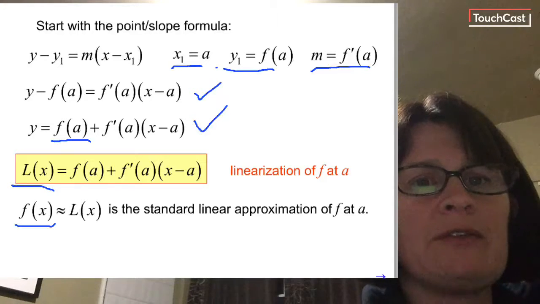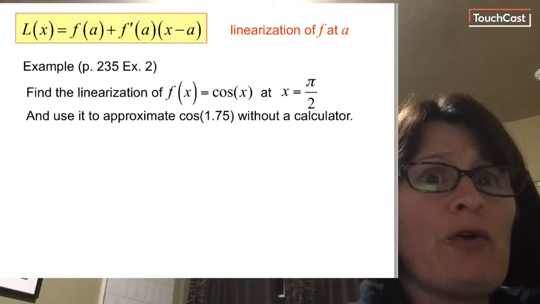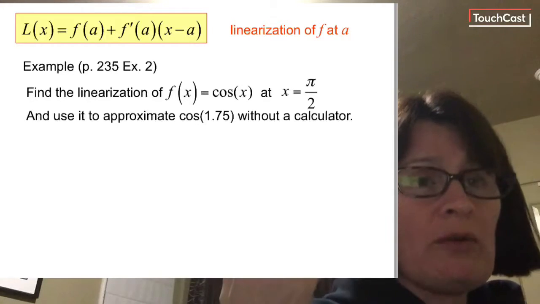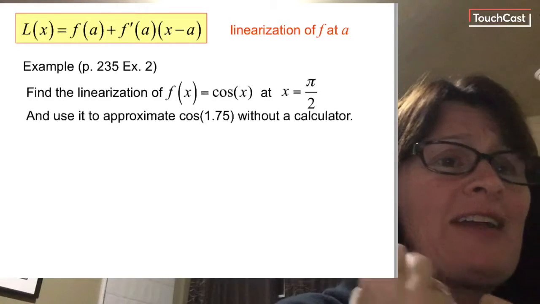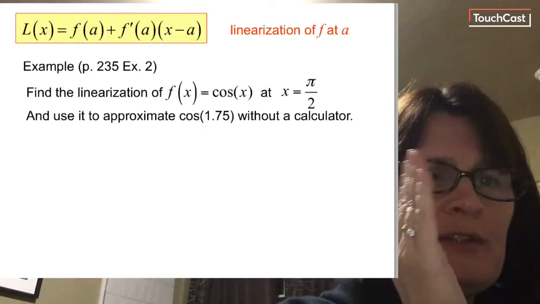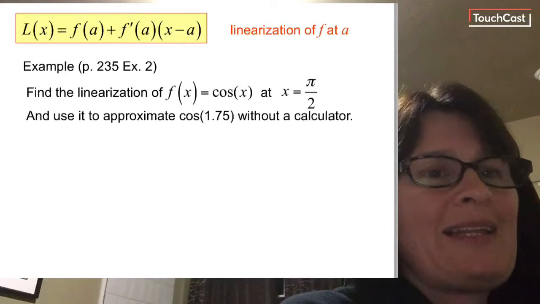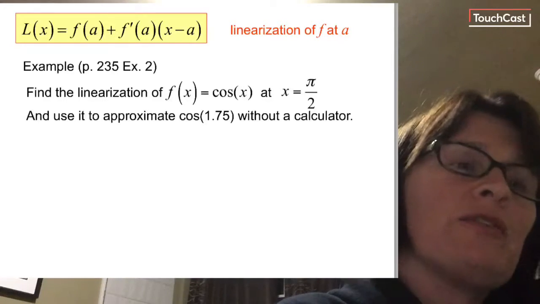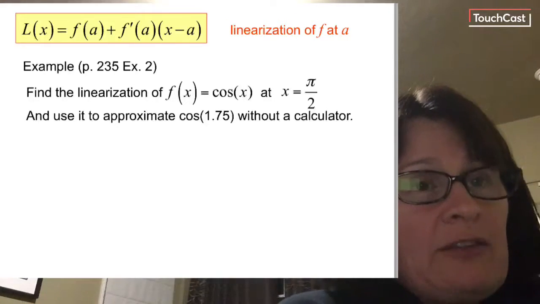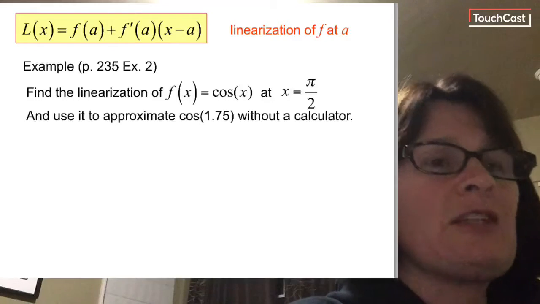Let's see an example of how we could use it. All right, you're trapped on a desert island, and in order to get off, you need to know an approximation for the cosine of 1.75. And you don't have a calculator. That's the only way that you know how to get the cosine of a number that's not one of those spots on the unit circle. So using this idea of writing the tangent line to a curve and then using it to approximate other values on the curve, we can approximate cosine of 1.75, even though nobody knows cosine of 1.75 off the top of their head.